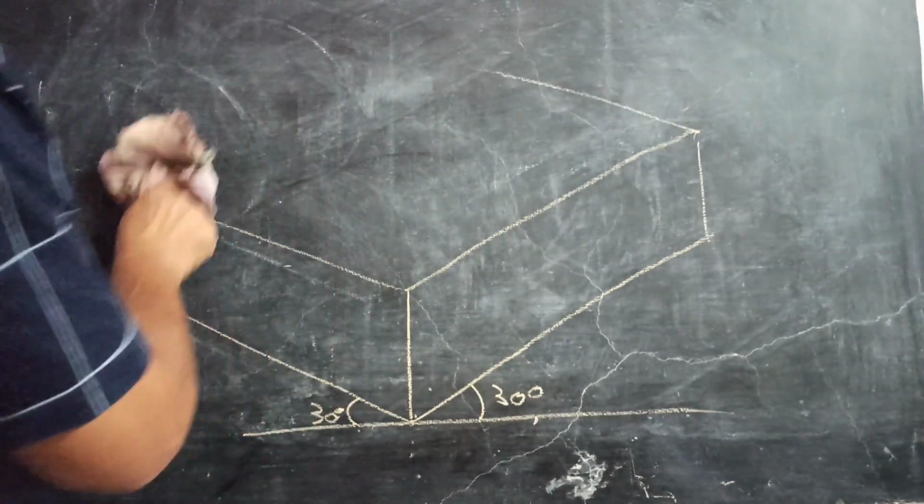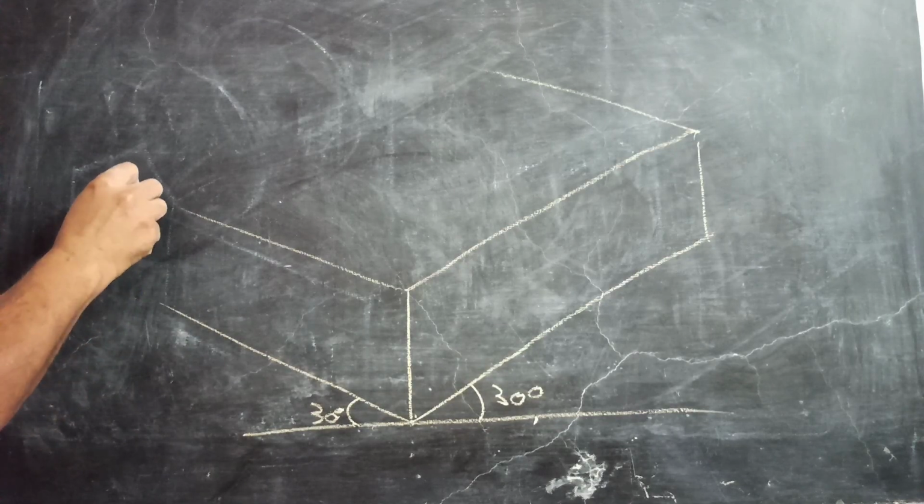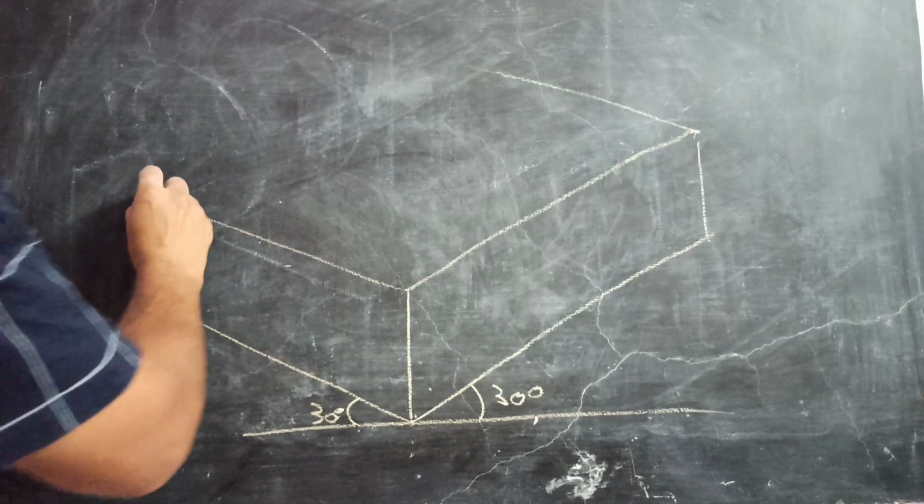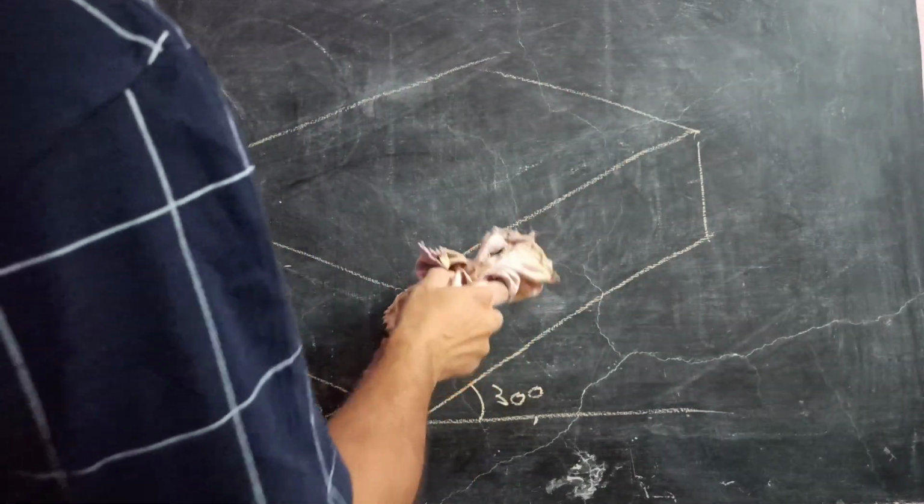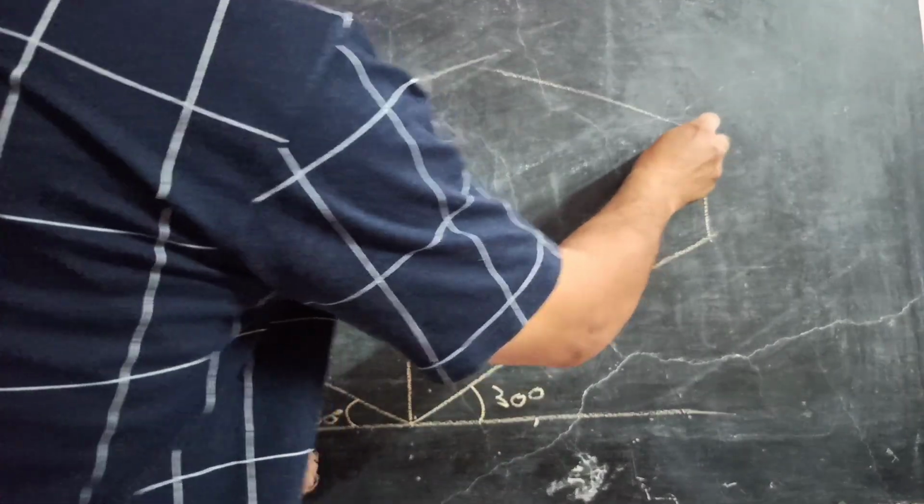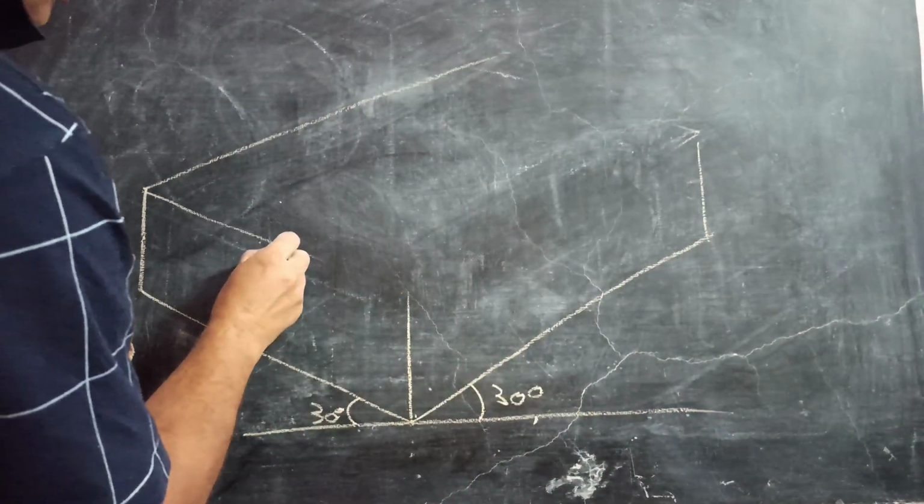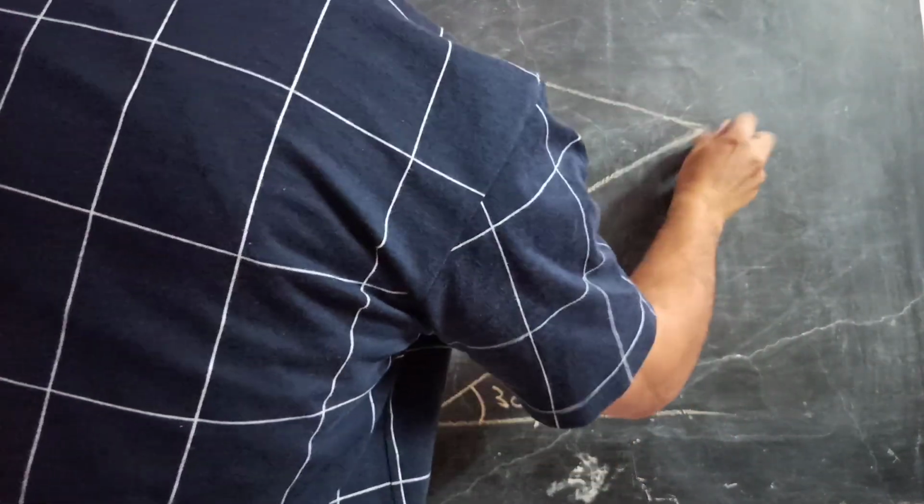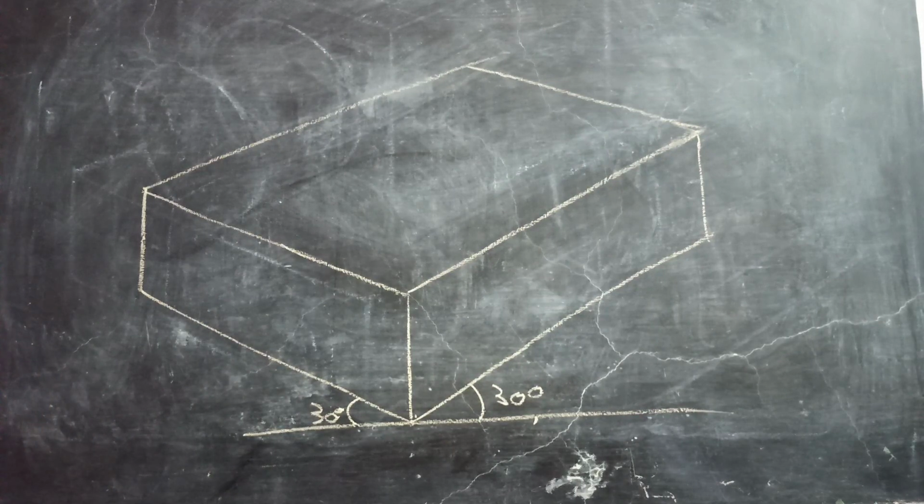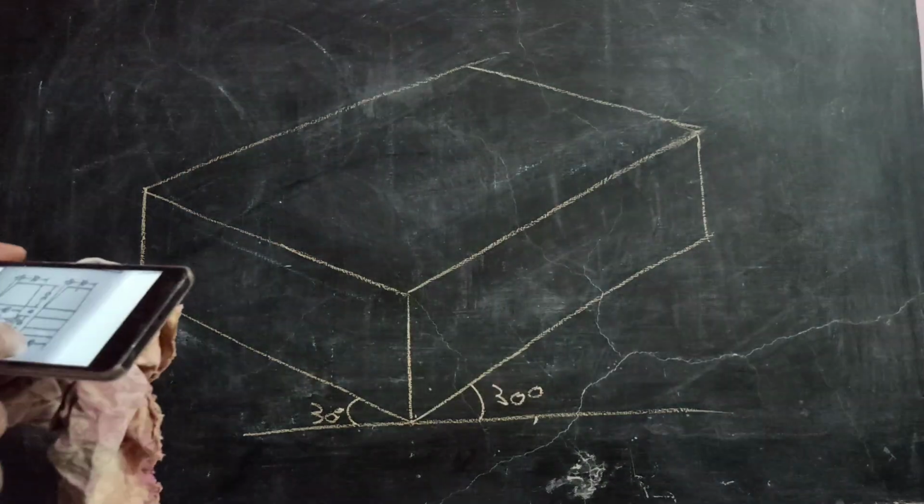Slightly I will take it larger. This is 40 and this is 50. So it is 50 by 40. So let us start with this problem. This 50 by 40.